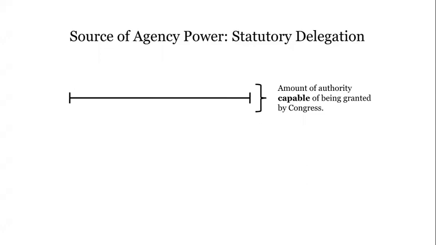So we can begin by thinking about the amount of authority capable of being granted by Congress. So the first thing we can do is use this black bar here as a full spectrum and see those lines on either side as limitations. So we think of this finite space in which an executive body, and in this case, agencies, are granted authority.